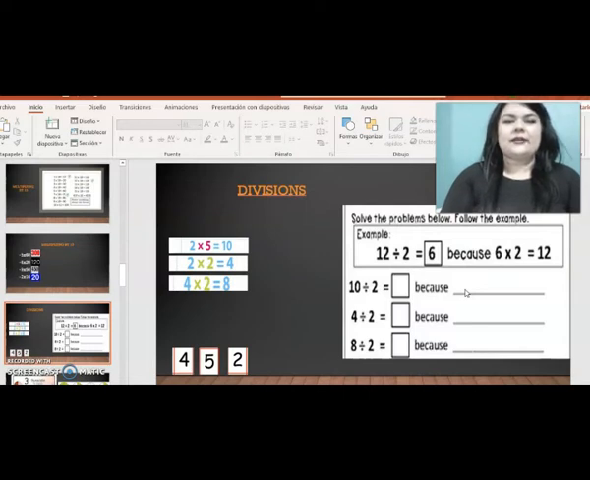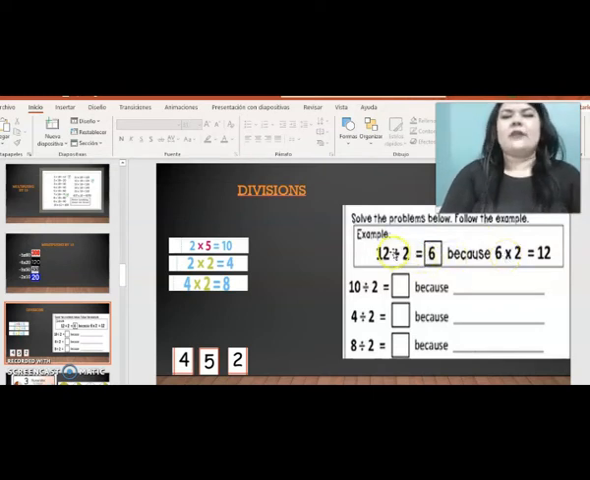Now, another very useful topic is divisions. I have an example here, 12 divided by 2 equals 6, because 6 times 2 equals 12. When I talk about divisions, I need to use something that is called inverse operations. Inverse operations is when I talk about the opposite. For example, if I have here divisions, my opposite or the inverse is multiplication.